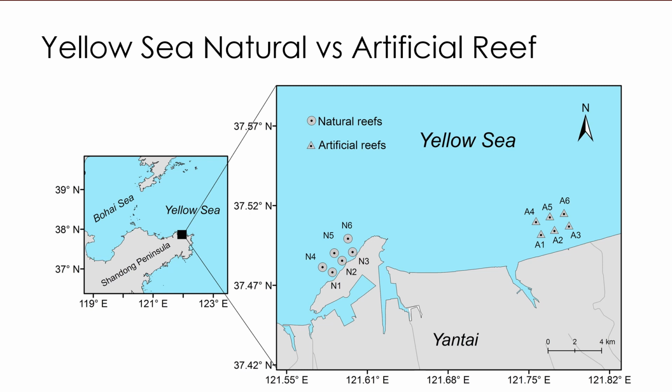In another example where Ecopath modeling is used, Zhang et al. modeled artificial and natural reefs in the Yellow Sea to find if there are any differences ecologically between natural versus artificial reefs. Here is a map of the study location. The study area is in the North Yellow Sea, off the shores of the Shandong Peninsula in China.